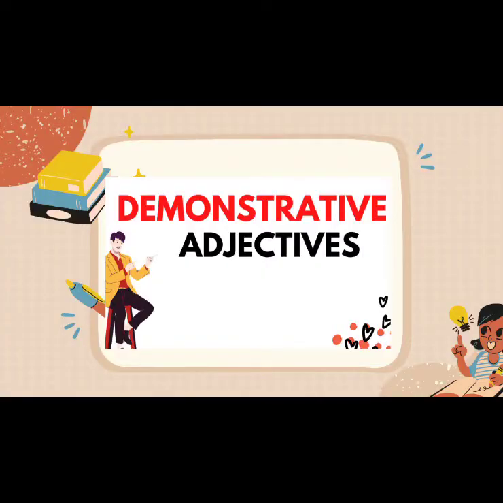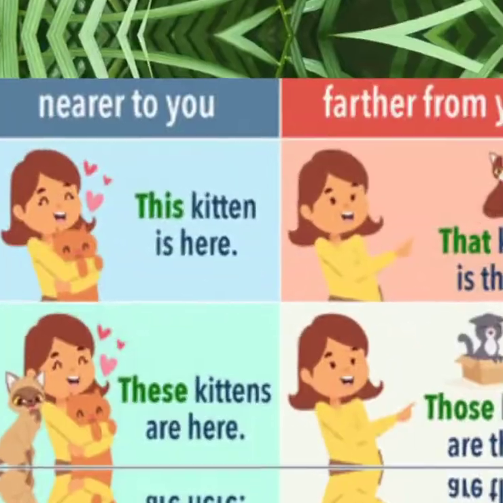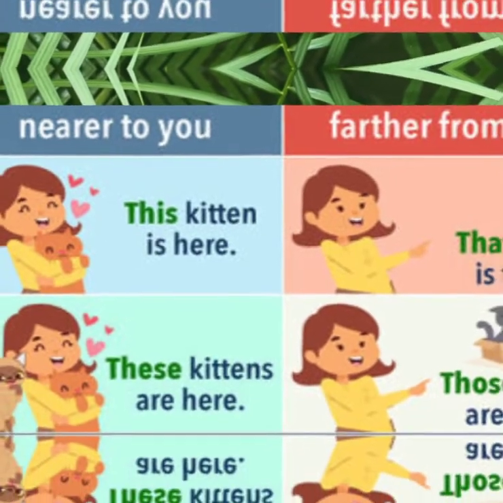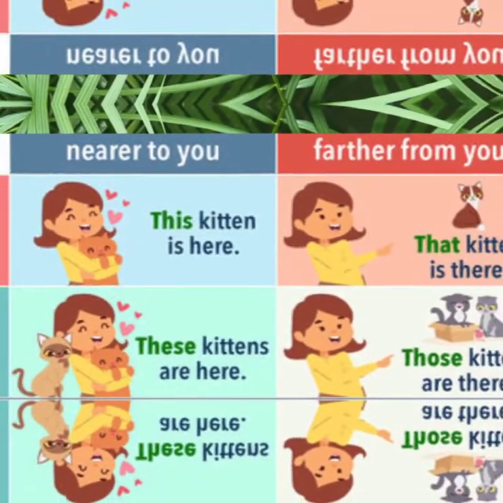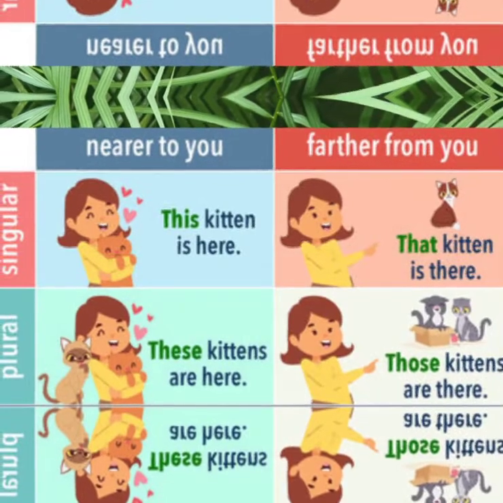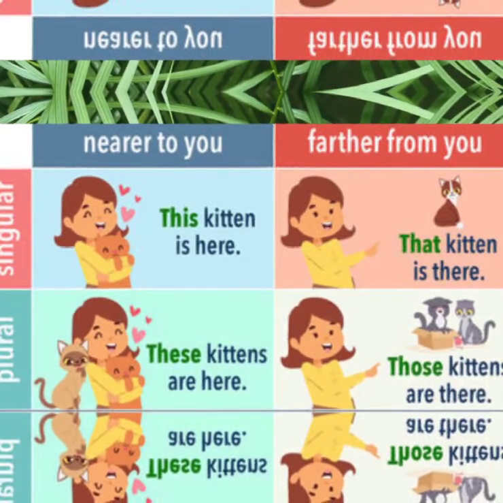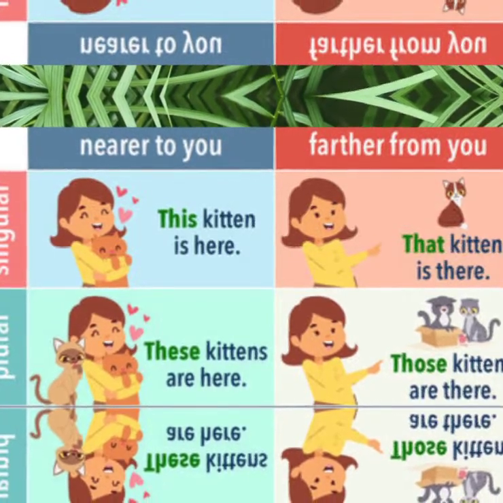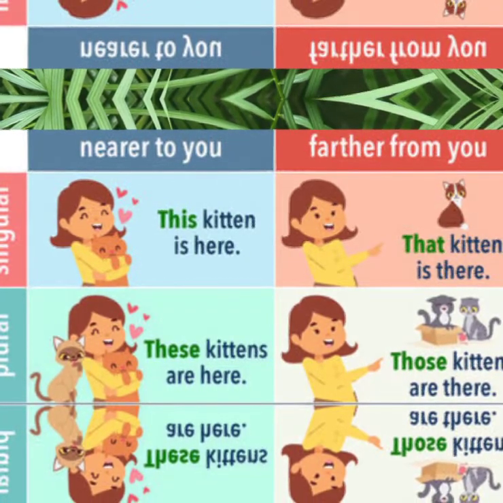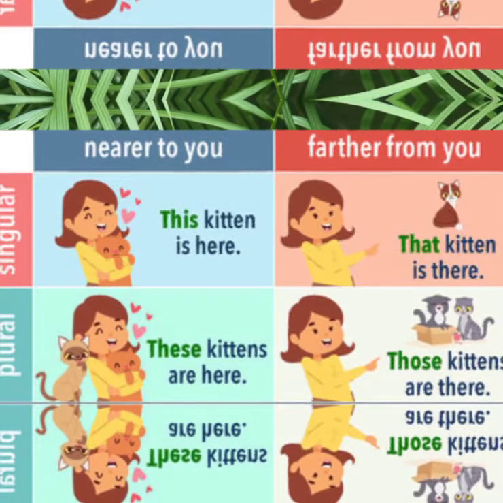Demonstrative adjectives. A demonstrative adjective describes a particular thing, person, or animal. This and these are used for things close to us, while that and those are used for things that are far. Take note that this and that are singular, while these and those are used with plural nouns. Examples: this kitten is here, that kitten is there, these kittens are here, those kittens are there.